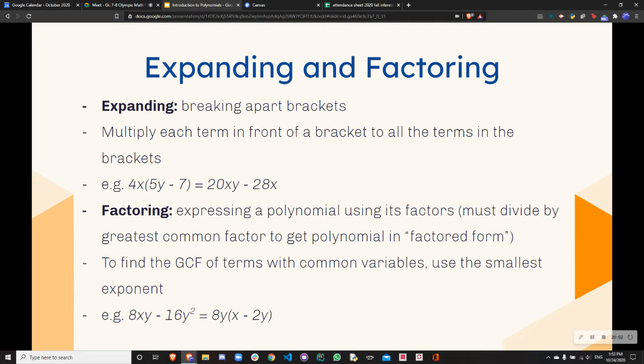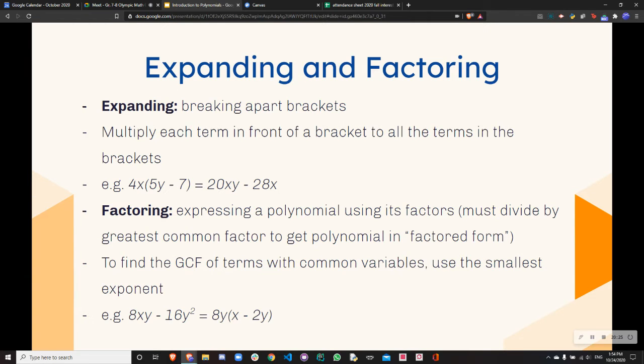So first things first, we look at the coefficients of these terms. We have 8 and negative 16. We can just treat negative 16 as 16. The greatest common factor between those two coefficients is 8. Now we look at the variables. We see that 8xy has xy, and then the second term has y squared.